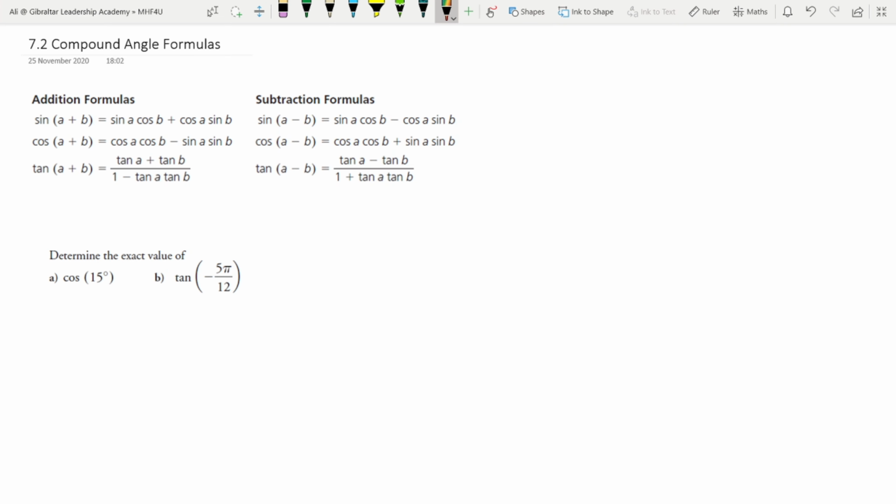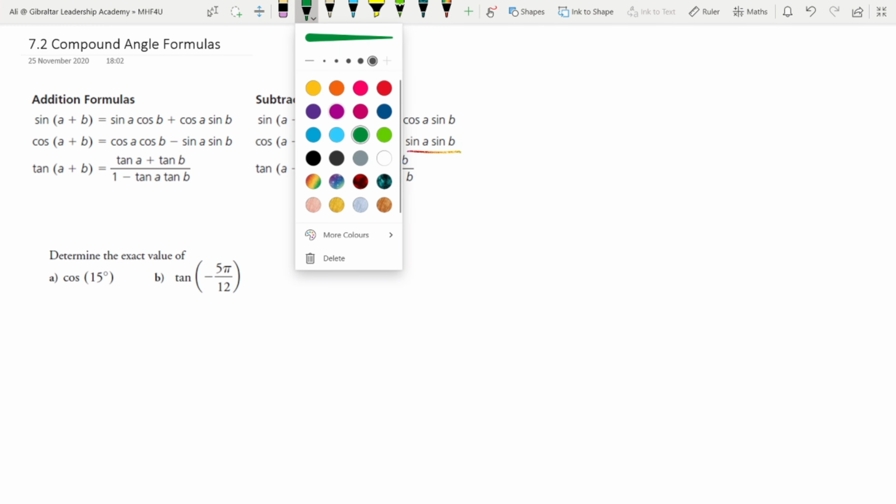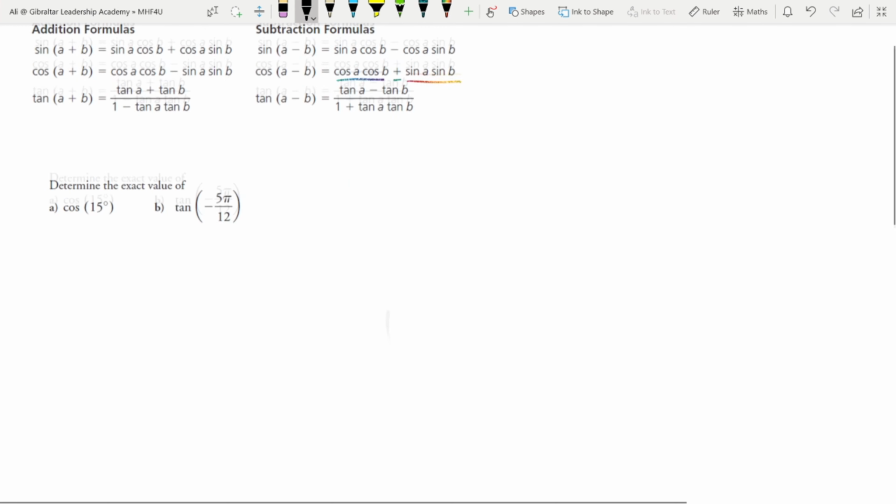For cosine, it's the opposite. Cosine of a plus b becomes the two things being subtracted, whereas cosine of a minus b is going to have cos a cos b and sine a sine b being added. So let's get to an example of how to apply this.